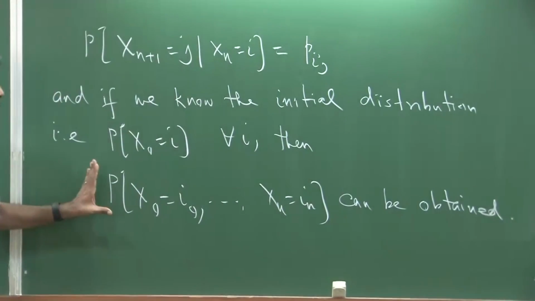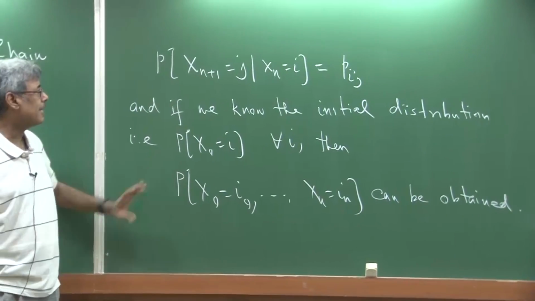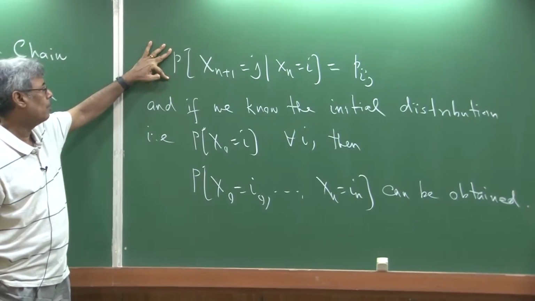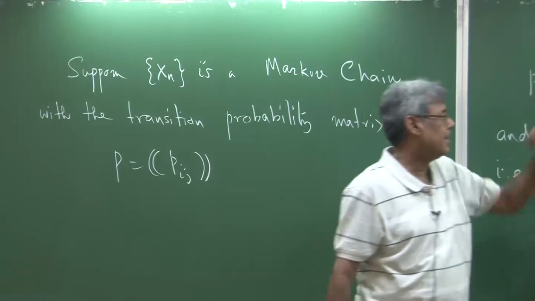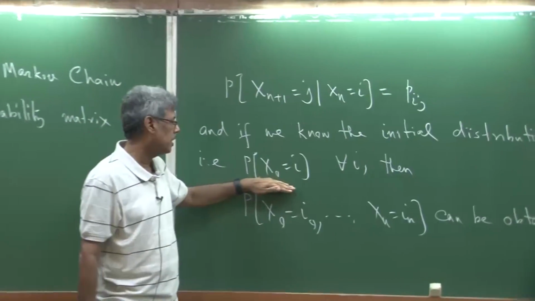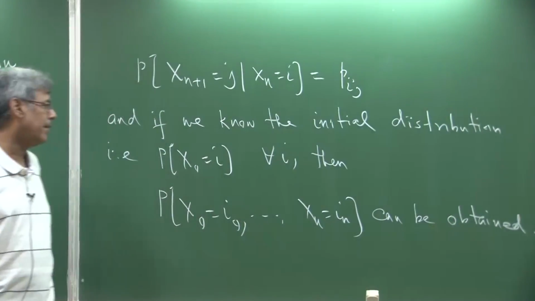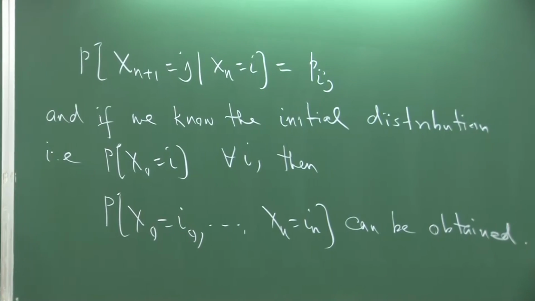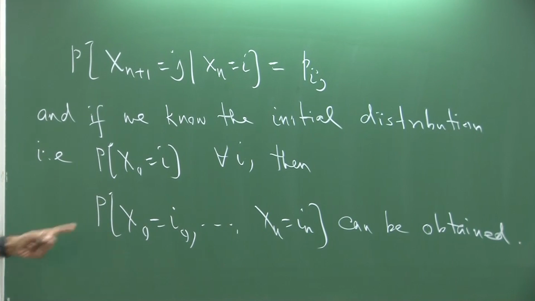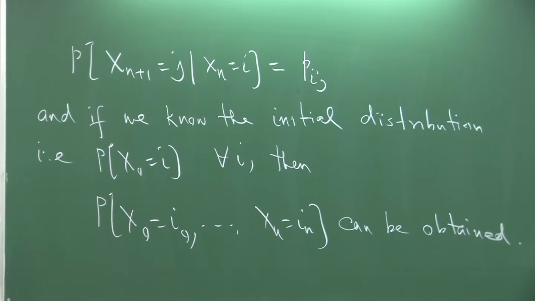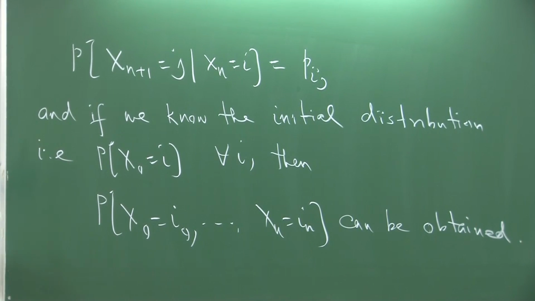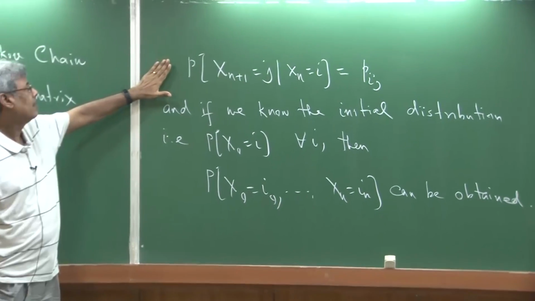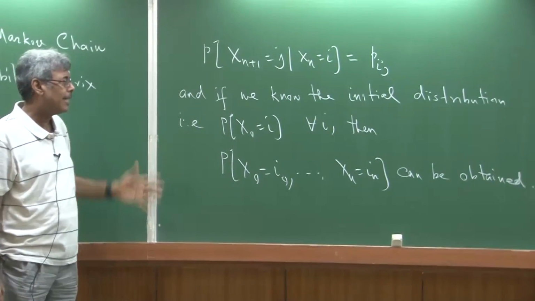So, that is what we have seen last time: if we know the transition probability matrix, which is capital P whose elements are P_ij, and I know the initial distribution, then I should be able to find out the joint probability function of X_0, X_1, ..., X_n. Okay. So, what I am going to give you now is several examples of this matrix P.